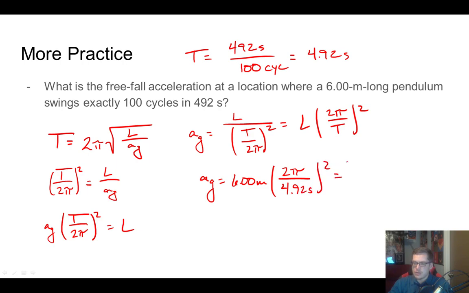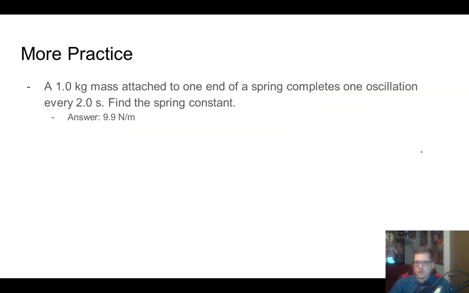All right, and we're going to square all that. So it would be 6 times 2 pi divided by 4.92 squared. And I got, this has 3 sig figs, so 9.79 meters per second squared. Is that what we got earlier? It is. Hallelujah. All right, so that's how you'd find the acceleration. We'll do that in a lab together. All right, let's do one more.